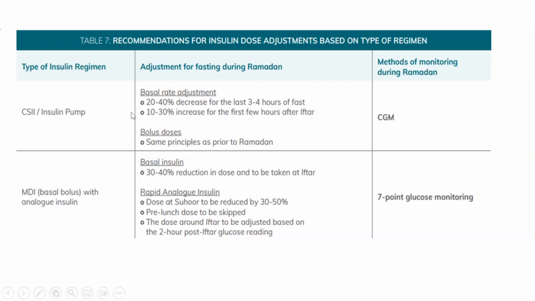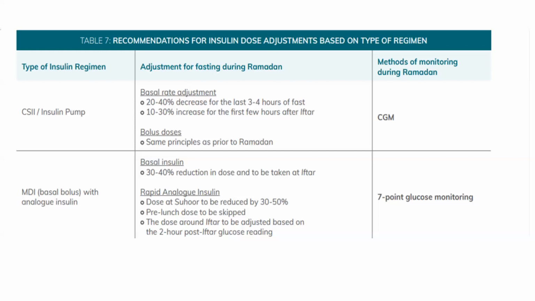Now, in terms of the other thing, 10 to 30% increase for the first few hours after iftar. Why? Because that's the main meal which the patient has taken in the evening time. This is the iftar time when they are breaking the fast. So after that, there is an immediate hyperglycemia which is happening. So we should plan to adjust the basal rate during that time. And that's why in the question it will be mentioned what times the basal rate should be adjusted.